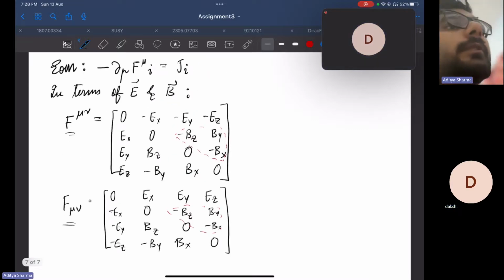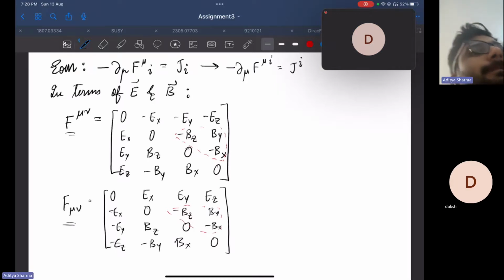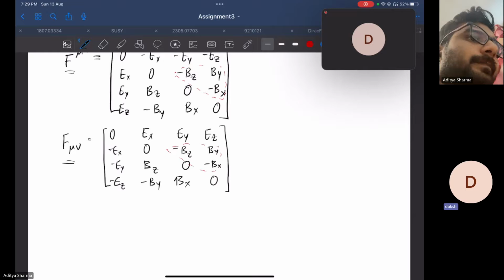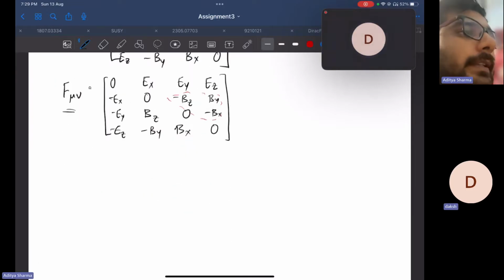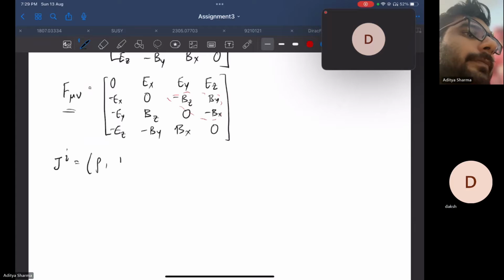So if you are to raise this index, the ith index, you're going to have something like this. G^i. And let's assume that the components of J^i are rho and J vector.